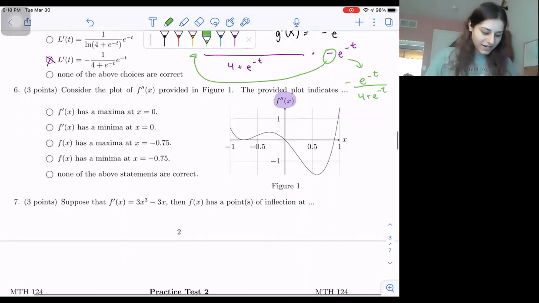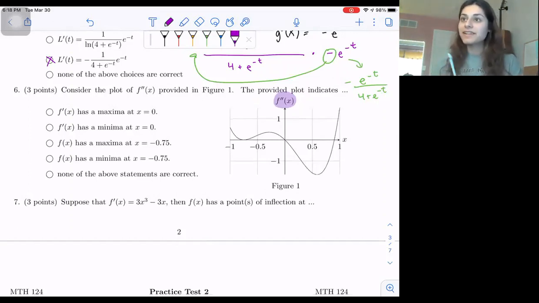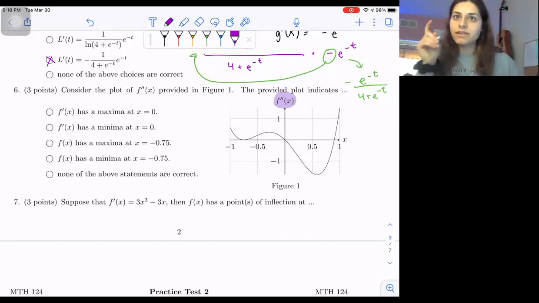Okay, so number 6. For this one, I would go through the answer choices and read those and then compare them to the graph. With the graph alone, you can't really figure out anything. We're just like, okay, it's a graph of the second derivative. Let's read our answer choices. All right, so first derivative has a maxima at x equals 0. All right, so first derivative graph.